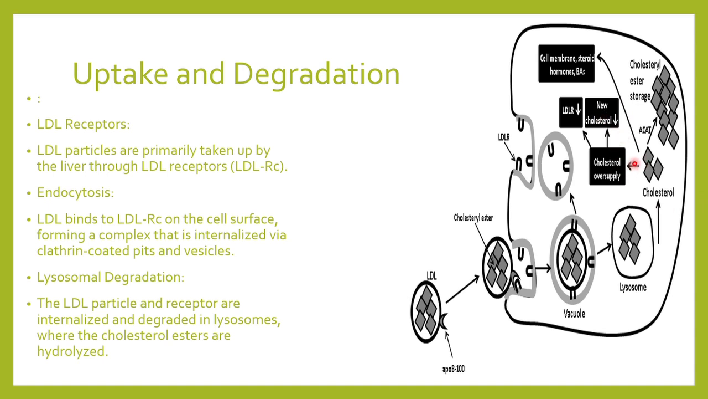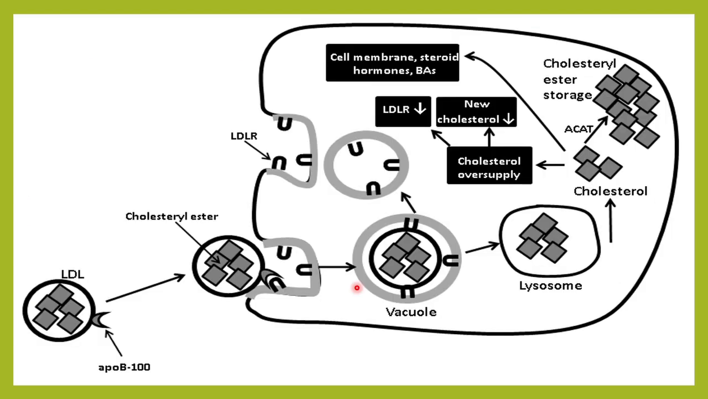These cholesterol esters, if required, can be used; the cholesterol can be used for cell membrane formation, hormone formation, steroid hormone formation, etc. So you can see here, this is the LDL, this is the ApoB100 which will guide it to the receptor. This is the cholesterol ester inside the LDL. It has come inside the lysosome. The receptors have left and they have again come back here, and once it is taken in, it is broken down, and whatever cholesterol is there can be used for cell membrane, steroid hormones, etc., and this has a negative feedback mechanism on the uptake of LDL also.